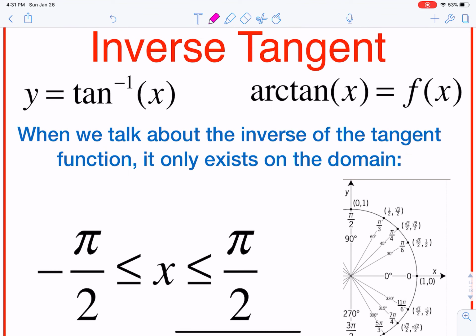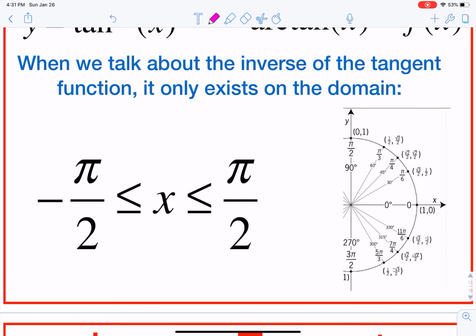So when we talk about the inverse tangent, we use the same restricted domain that we used for sine. So cosine is the only one that has sort of its own special restricted domain. So here again on my unit circle, this is negative pi over 2, negative pi over 3, negative pi over 4, and negative pi over 6. So those are the values that we're using here.